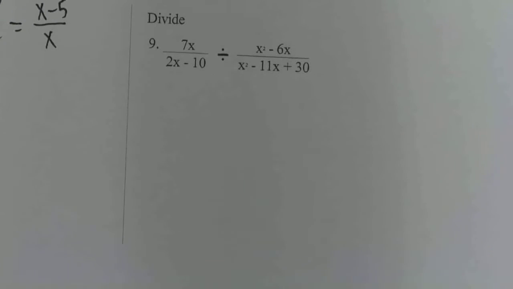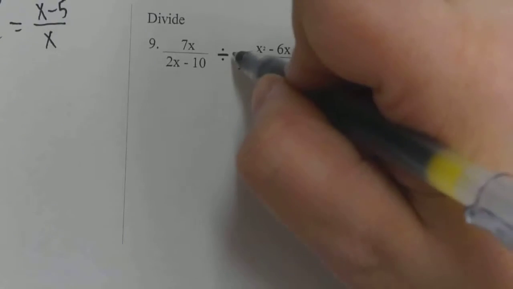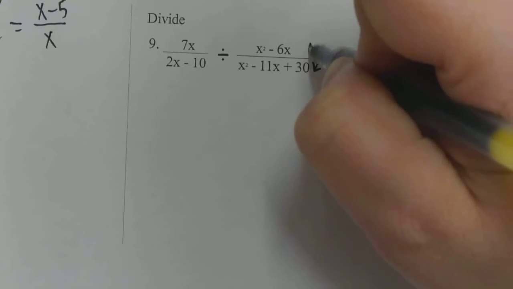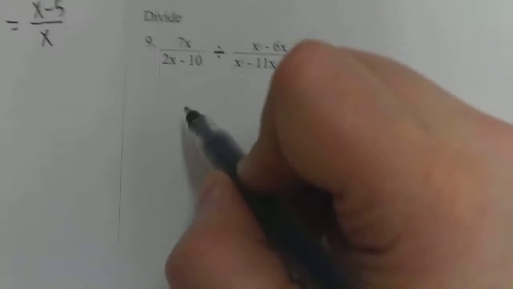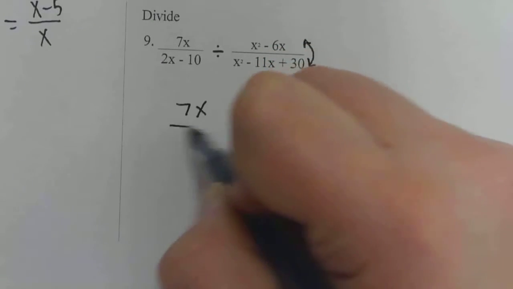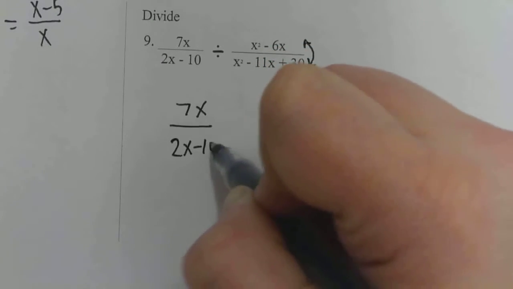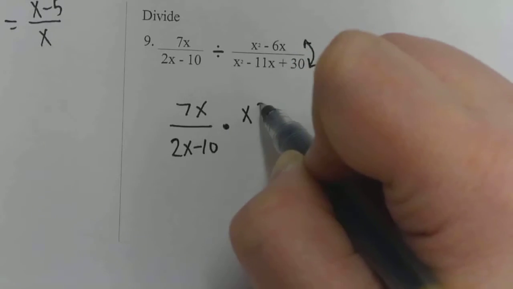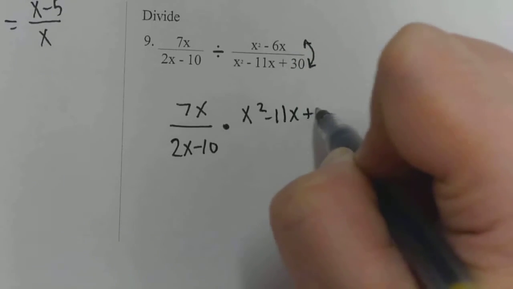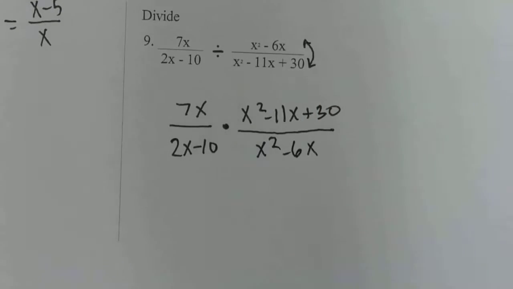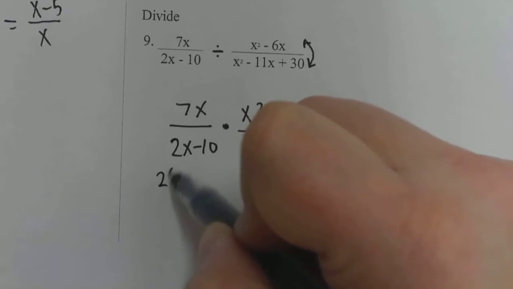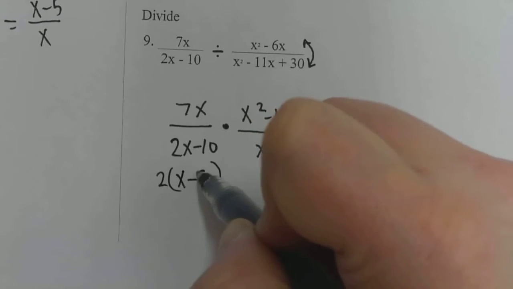The only thing that's different on divide is that if you remember from like 4th, 5th grade math, when we divide by a fraction, we actually multiply by the reciprocal. So we're going to flip that second fraction upside down and multiply instead. So we're going to have 7x over 2x minus 10, and then we'll times by x squared minus 11x plus 30 over x squared minus 6x. So we really just flip that second fraction upside down and multiply by it instead.